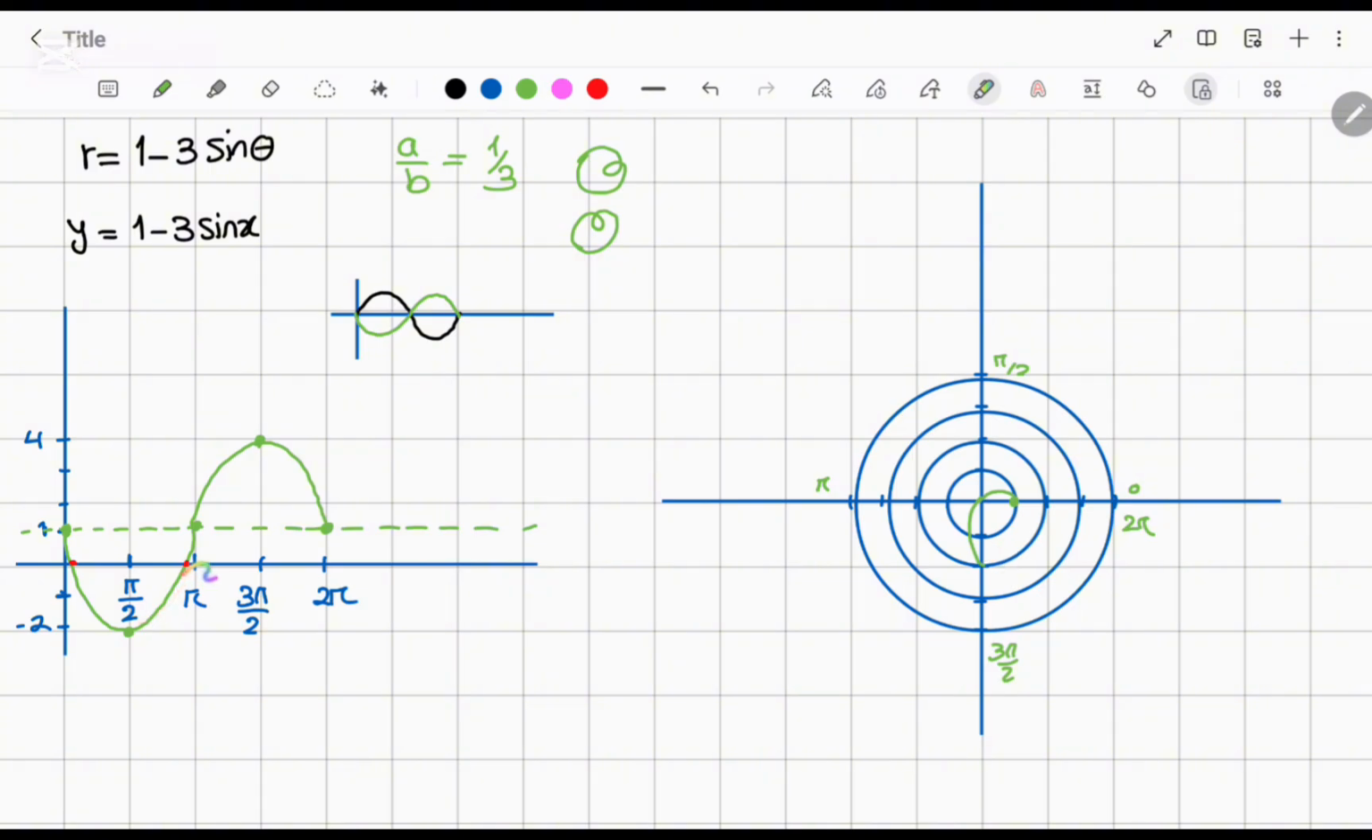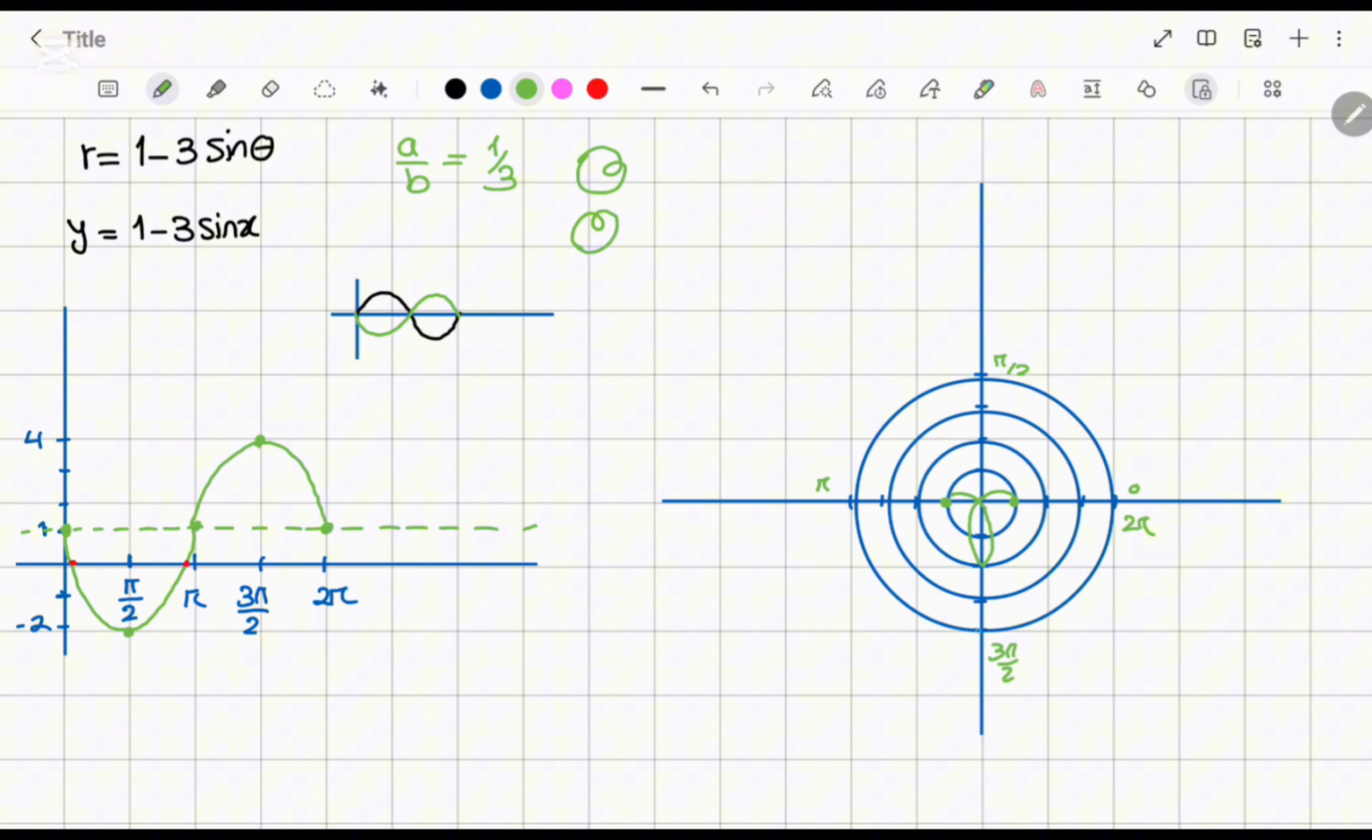And on pi, the graph is at 1. So I'm going to put the 1 on pi, but see what's going to happen. The graph is decreasing, the graph is going back, and before it gets to pi, it's going to be on 2, and before it gets to pi, it's going to be 0 over here as the other point that we had. And then on 3 pi over 2, the graph is at 4.